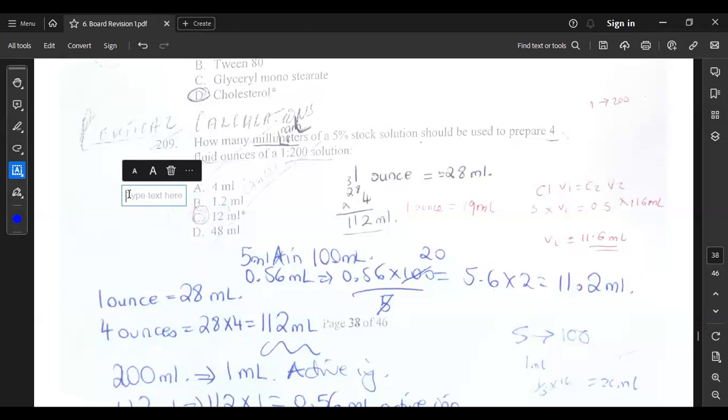How many milliliters of our 5% stock solution should be used to prepare 4 fluid ounces of 1 to 200 solution?